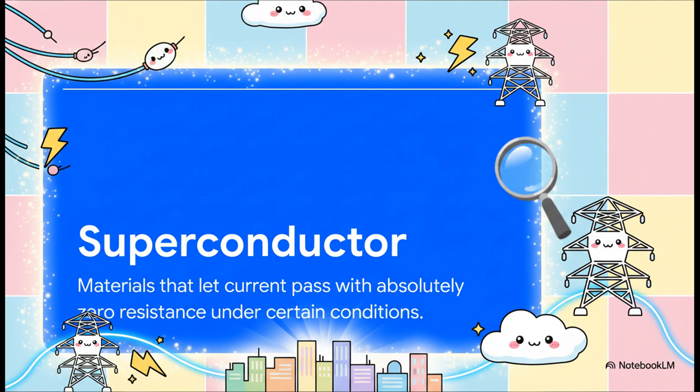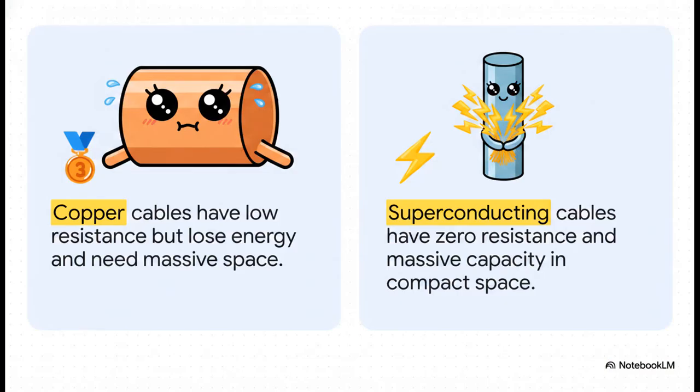But the holy grail here? A superconductor. This is a special class of materials that, under certain extreme operating conditions, allows electric current to pass through with absolutely zero resistance. Let's look at a direct comparison. Legacy copper or aluminum cables are decent conductors. They have relatively low resistance, but they still lose energy, and pushing more power through them requires massive physical space.